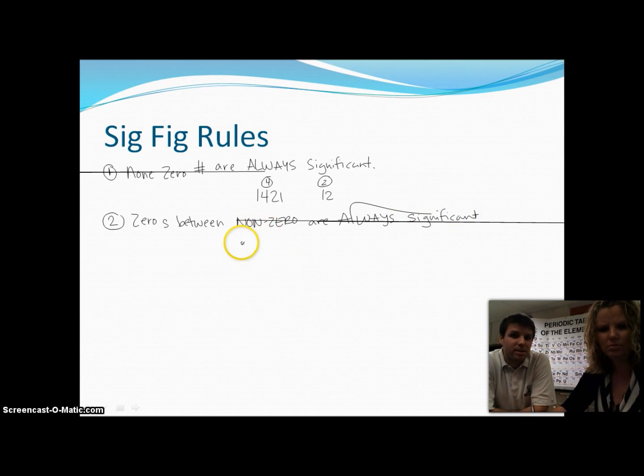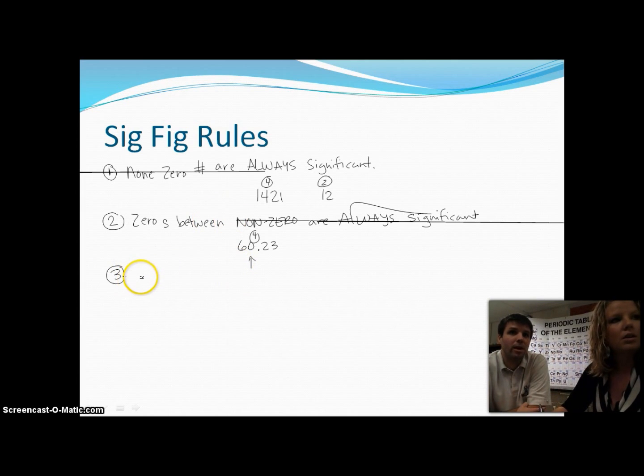If we had the number 60.23, we have a 0. Don't be confused by our first rule saying that non-zero numbers are always significant. Don't think that that 0 is not significant. In this number, there are actually 4 significant figures, because that zero is between non-zeros. Since this is a non-zero number and this is a non-zero number, this zero automatically becomes significant.